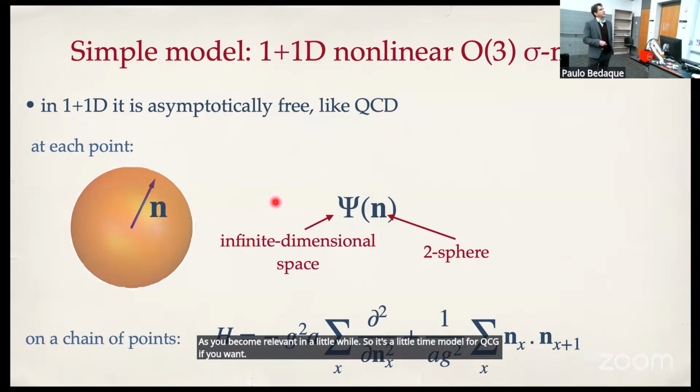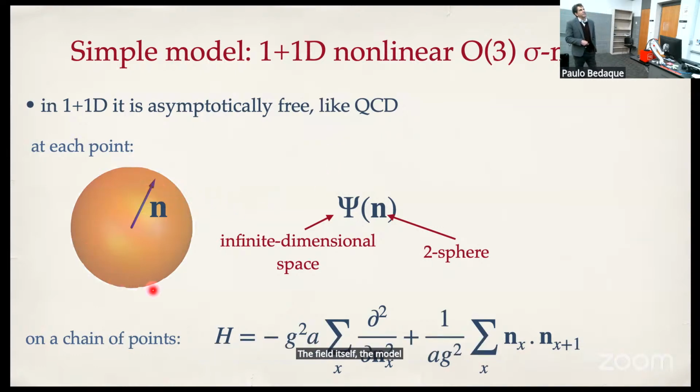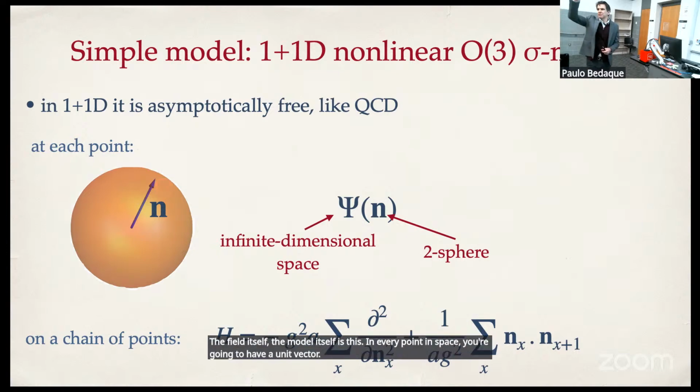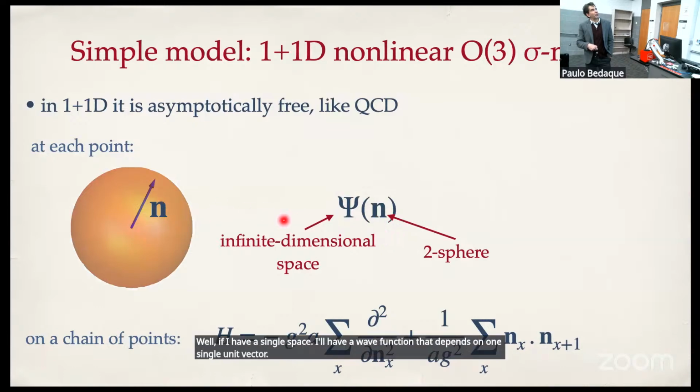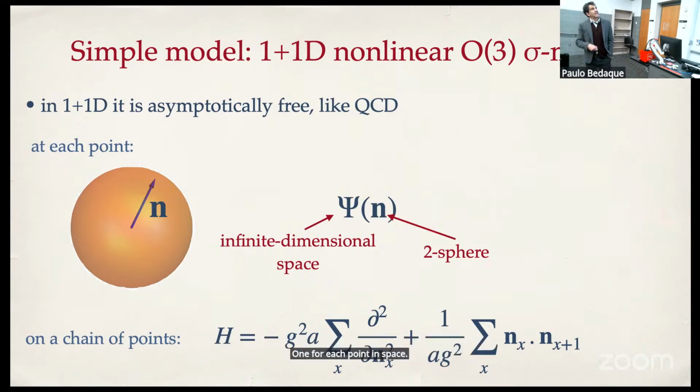The model itself is this. At every point in space, you're going to have a unit vector, and the unit vector can move around. It's like a magnet, really, nothing more than that. If you want to do a quantum theory of that, well, if I have a single point in space, I would have a wave function that depends on one single unit vector. Of course, if I have many points in space, my wave function depends on different n's, one for each point in space. The Hamiltonian for the model is just this simple thing here.